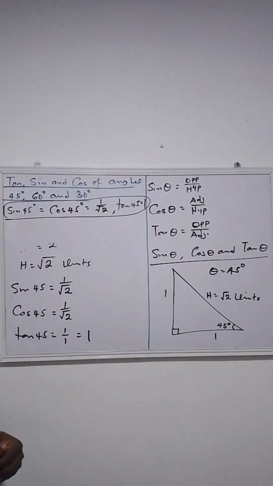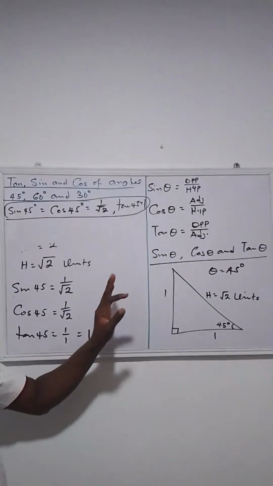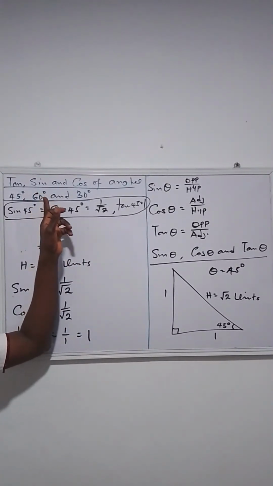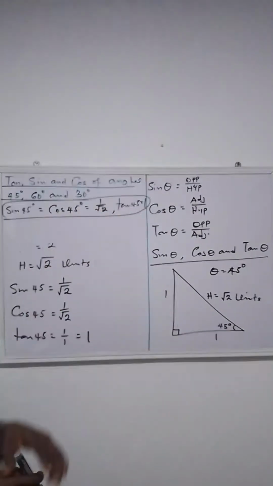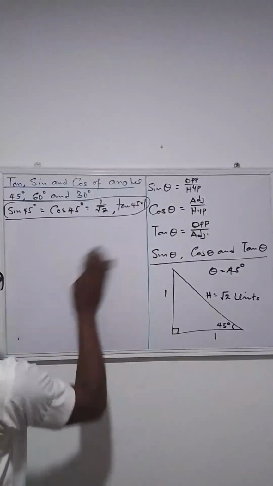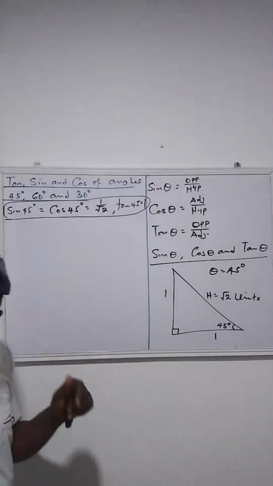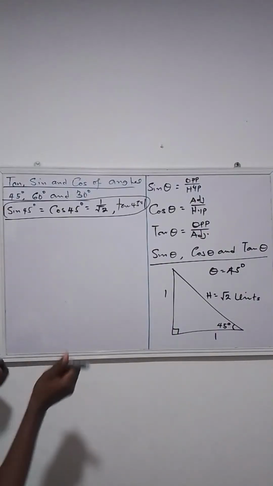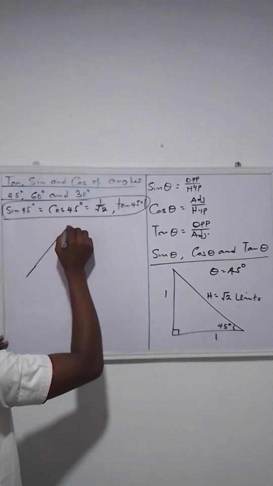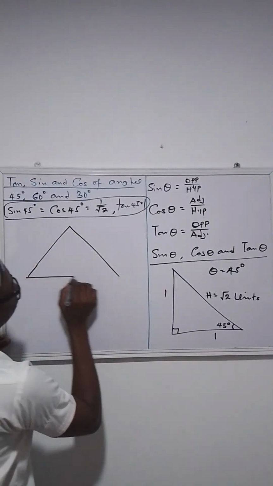All right, now let us get the values for sine, cos, and tan of 60 and that of 30. Now let's do that. So I'm going to be looking at an equilateral triangle. Let's look at it together. Equilateral triangle.